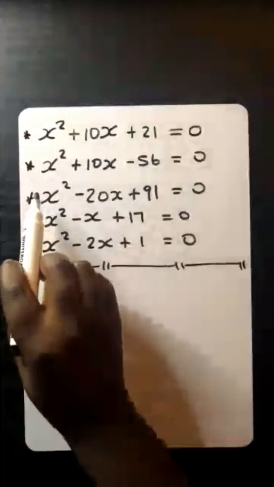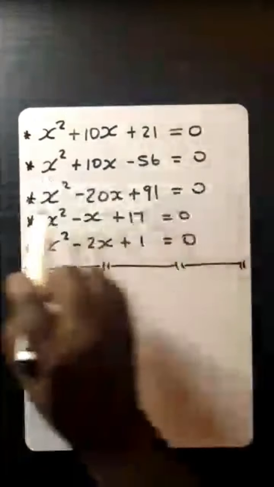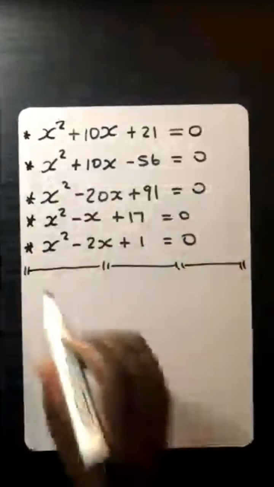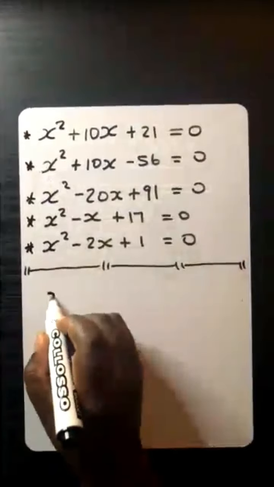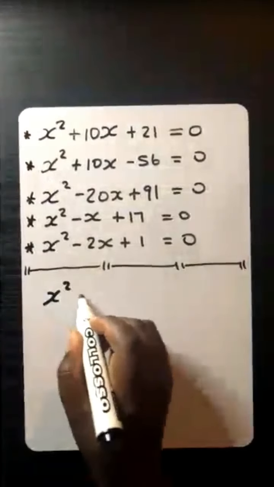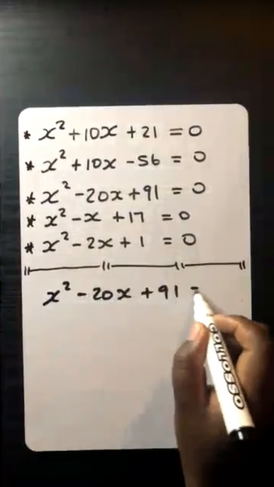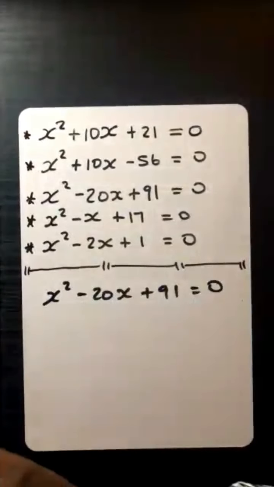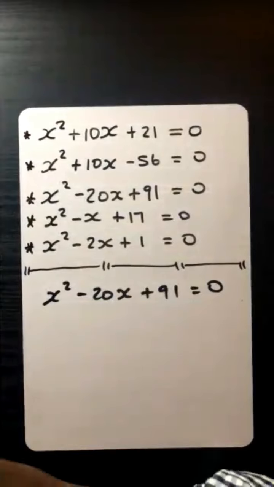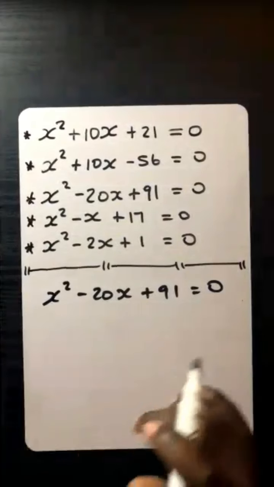So Shreyas, let's try that third one. So it's going to be x squared minus 20x plus 91 is equals to 0. So Shreyas, quickly guide me on this one in terms of what is the approach and everything until we get to the end of it. You can just guide me on this one.